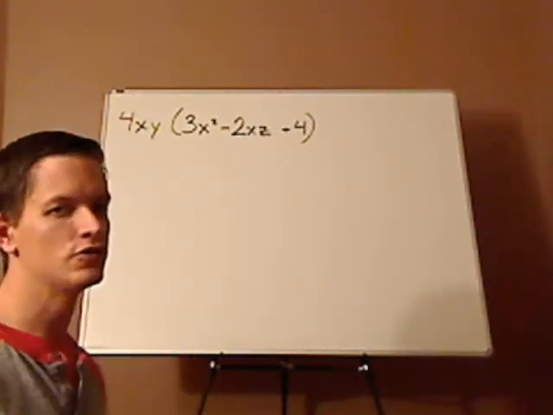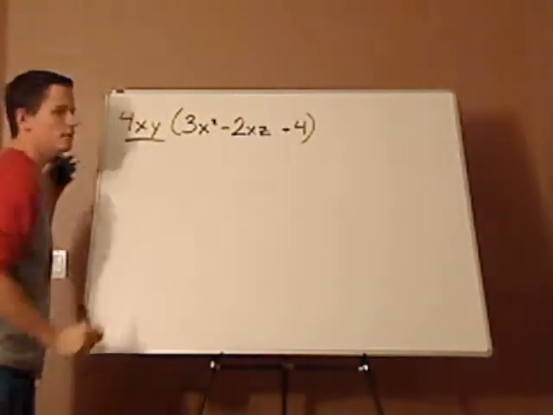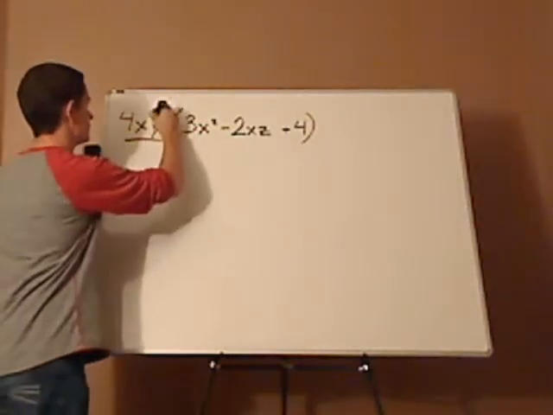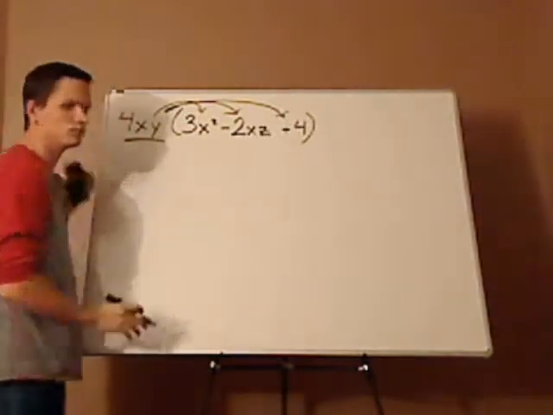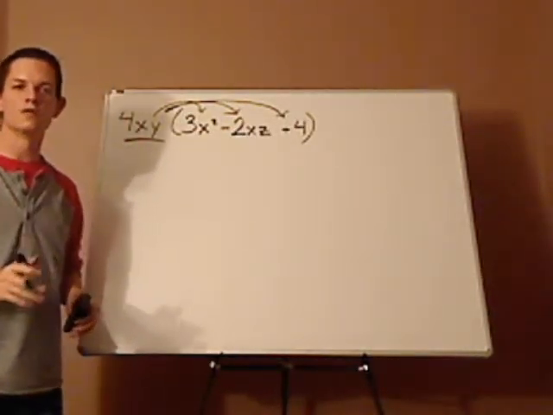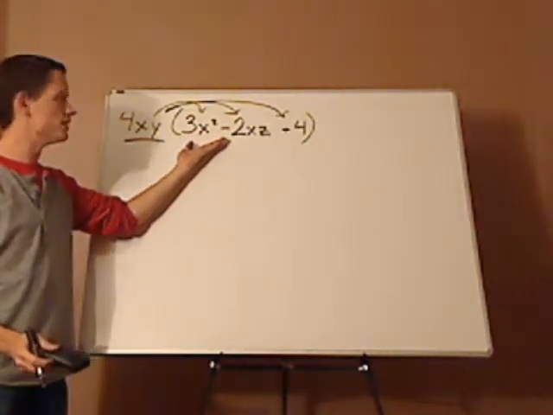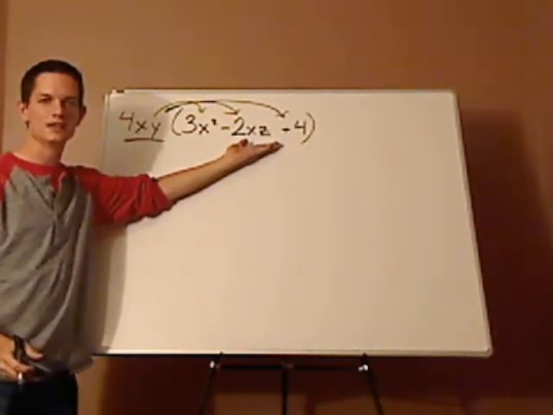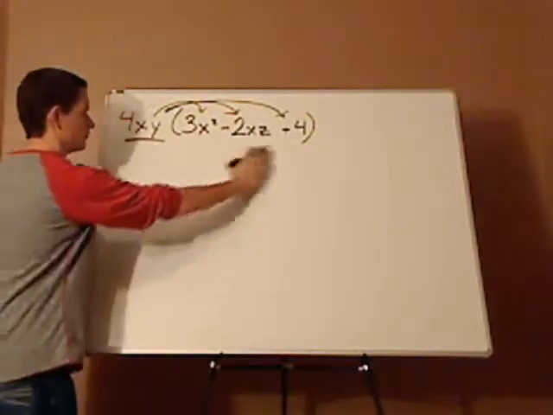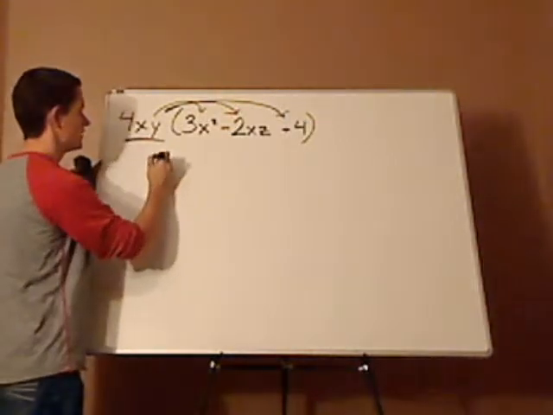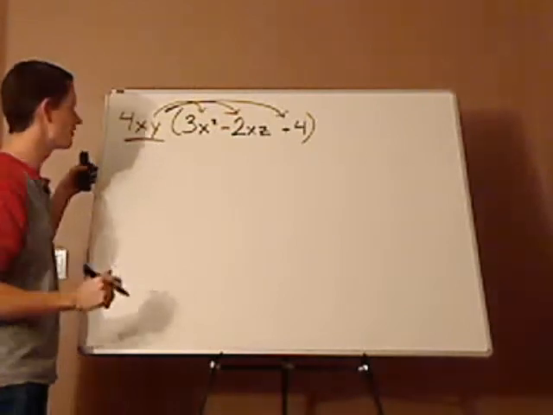Alright, what you should have done was distribute the 4xy to each of these terms. And each term is separated by a minus sign or a plus sign. So 3x squared is a term, 2xz is a term, and 4 is a term. So distribute. So you get what? Well, you know what? Let me show you all the steps.